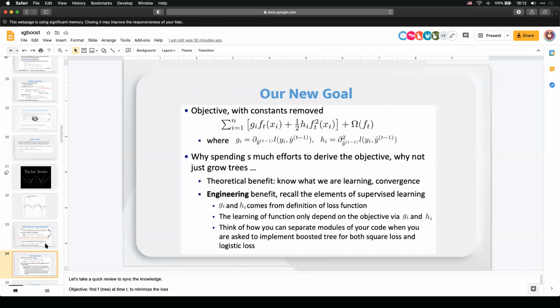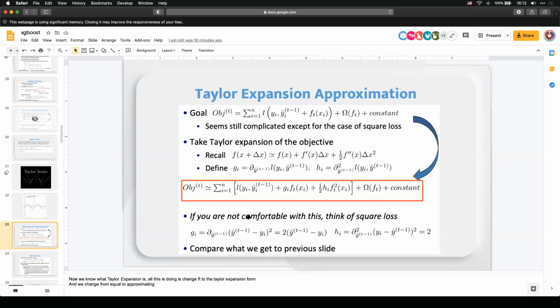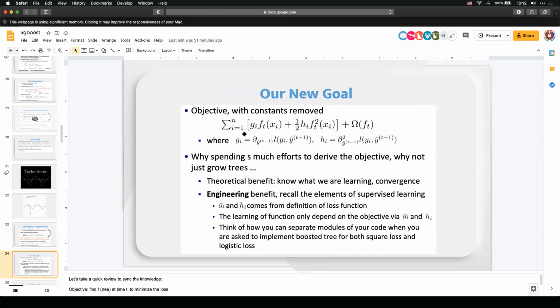In our new goal, we are dropping all the constants because we are minimizing it. We only want to look at the things that may change step after step. So we drop all the constants from this formula. This loss is already from the last step, so it cannot be changed. We drop this, and we ignore these parts for now as well. Our new goal is this derivative information, first order, second order, and complexity, because we still want to penalize the tree for making new trees. So the complexity will be factored into our optimization goal.